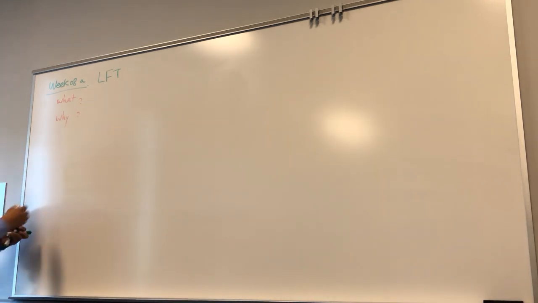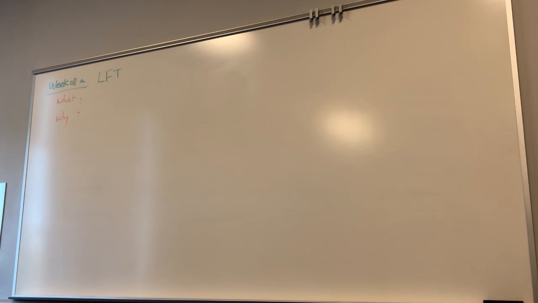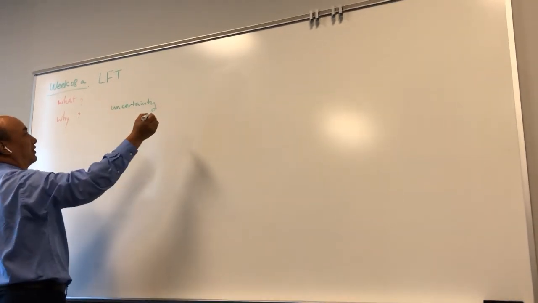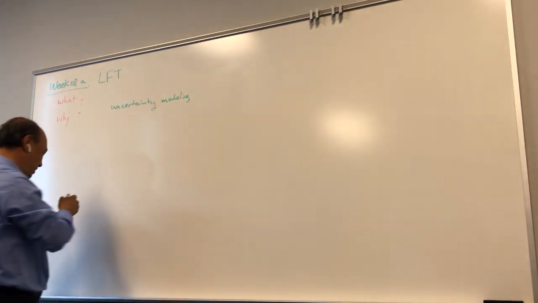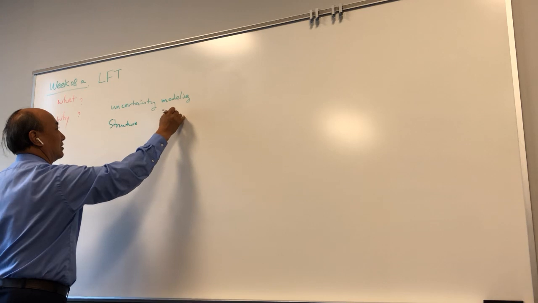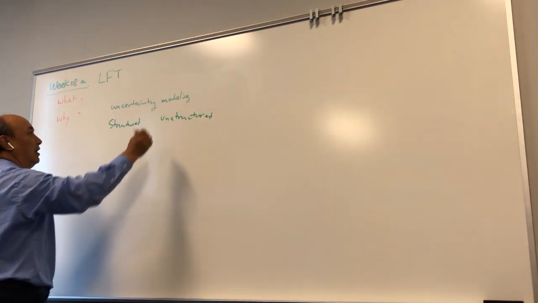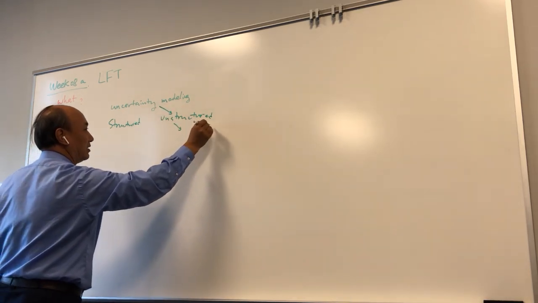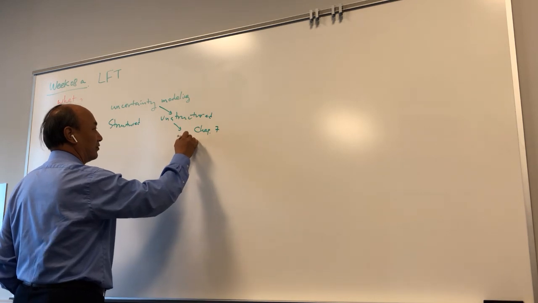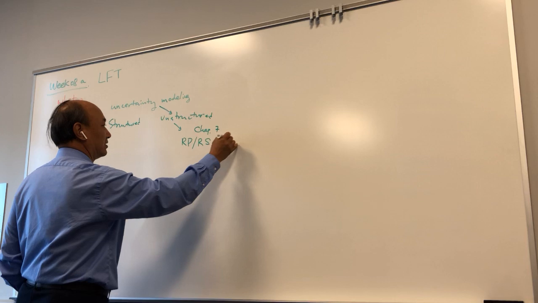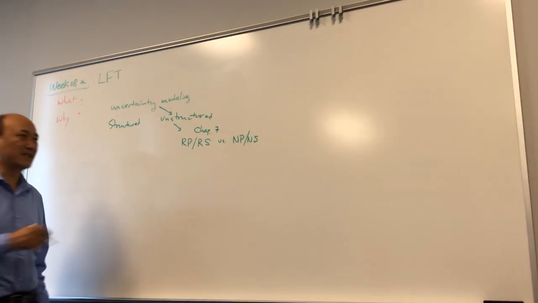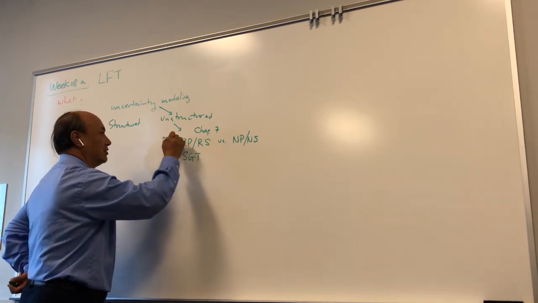As I told you, what we are doing here is talking about uncertainty quantification or modeling. Here we have two types of uncertainty: one is called structured and the other unstructured. For unstructured, we already learned in chapter 7 about the small gain theorem, robust performance, robust stability versus nominal performance and nominal stability, and based on what we call the small gain theorem.